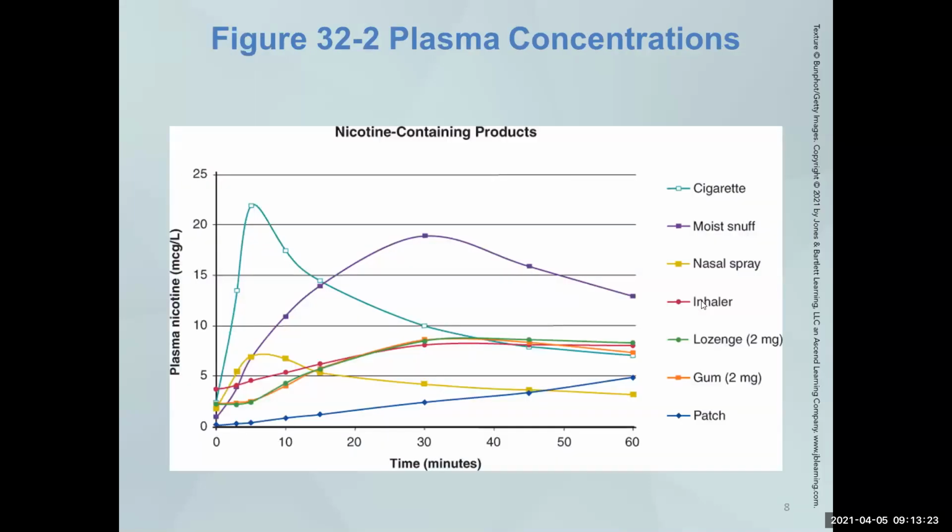Plasma concentrations. You've got your patch. Some patients are wearing a nicotine patch because they're trying to come off of smoking. So you're still getting nicotine. Then you've got your gum, your lozenge, the inhaler, nasal spray, moist snuff, and cigarettes. Plasma concentration, cigarette, up very high, and then it starts dissipating. Has the highest peak.